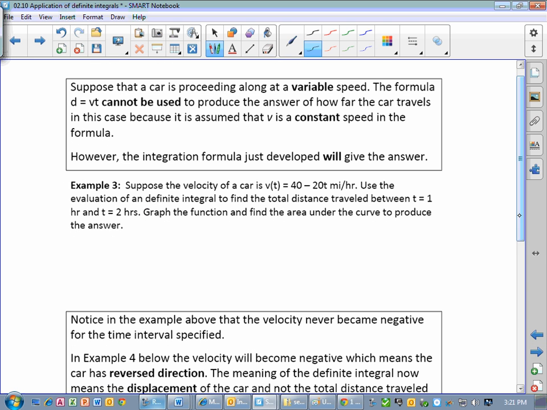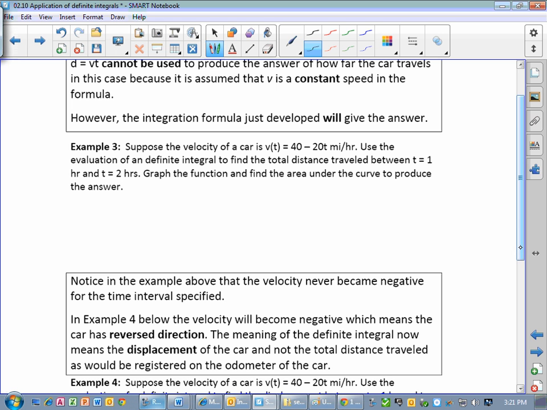So it says, suppose the car is proceeding along at a variable speed, meaning not just 30 miles an hour, but it's actually changing speeds as you drive. The formula d equals vt cannot be used to produce the answer of how far the car travels in this case, because in the formula it's assumed that v is constant. It's assumed that you're driving, you set cruise control, and you're just driving. That's how d equals vt works. However, we can find the actual distance using calculus, specifically the definite integral.